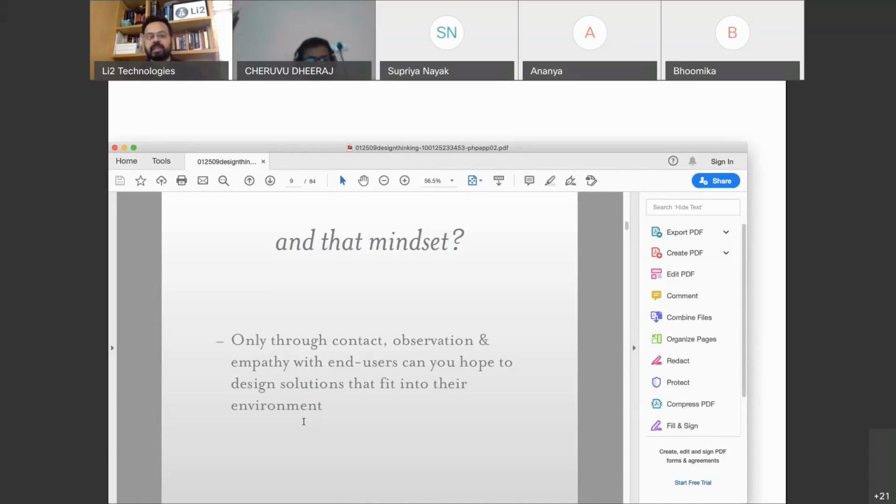Okay, I'm going to share these slides. I've kept about 3 or 4 slides ready, because depending on how the conversation goes today and tomorrow, I want to use these slides, since this is more of an interactive session, as I mentioned already. So I've just kept this. One thing that you need to understand here is that only through contact, observation, and empathy with the end user can you hope to design solutions that fit into their environment. Very, very, very important point.